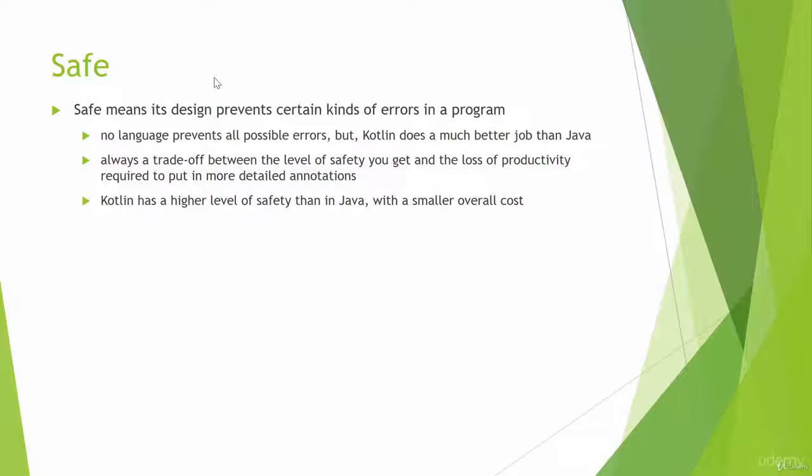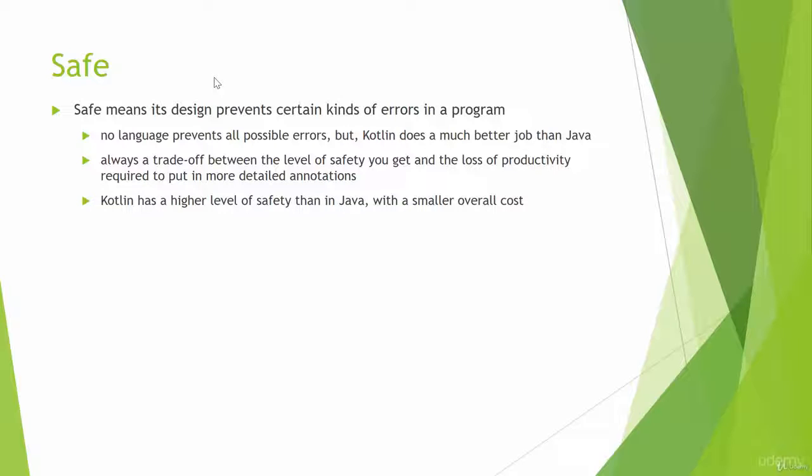There is a trade-off between the level of safety you get and the loss of productivity required to put in more detailed annotations. So what happens when you try to make a language more safe is you tend to add more things that the runtime system can know about, the JVM can know about. So you have to provide more information to the JVM. And when you do that, you may lose out on performance, because if you have to have more runtime information, it can decrease the performance. And if you decrease performance, then that's not a good thing. So you have to have a trade-off here. You want to be more productive, but you also don't want to decrease performance.